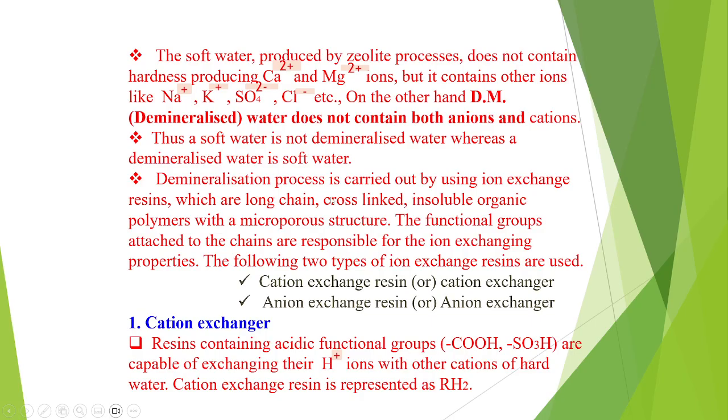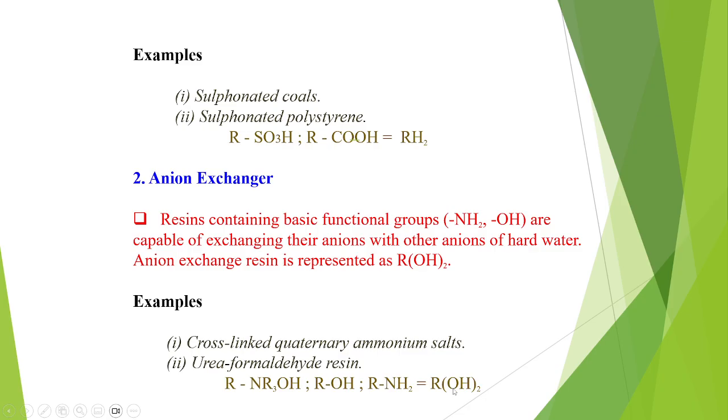So ion exchanging resin is nothing but a long chain cross-linked organic polymer, which possesses a microporous structure so that it can readily replace all the cations and anions present in the water. Generally, cation exchanging resin is said to be a cation exchanger, and anion exchanging resin is said to be an anion exchanger. And cation exchanger is nothing but the resin containing acidic functional groups, and it readily exchanges the H plus ion, and it is simply represented as RH2.